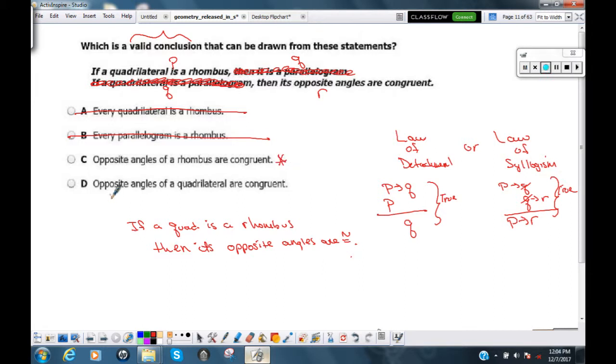And so D says opposite angles of a quadrilateral are congruent. No, we're saying if it's a rhombus, then its opposite angles are congruent. So the best choice, closest to what we're matching, is going to be C, because the opposite angles of a rhombus are congruent.